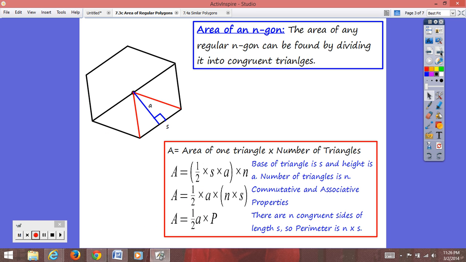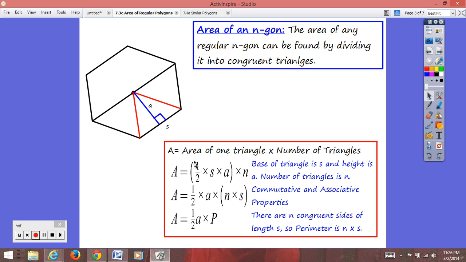If we want to find the area of an n-gon, the area of a regular n-gon can be found by dividing it into congruent triangles. If we were to create three more triangles, all of these triangles would make up the polygon, and they would be congruent. So we're going to derive the formula for the area of a regular polygon, or n-gon, with n being the number of sides. You start out with the area of one triangle times the number of total triangles we have equals the area of the polygon.